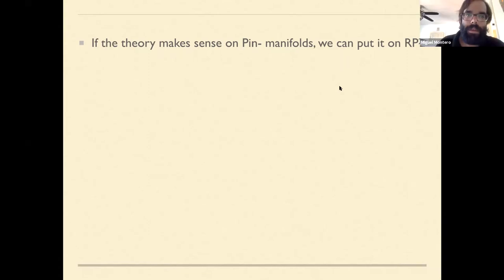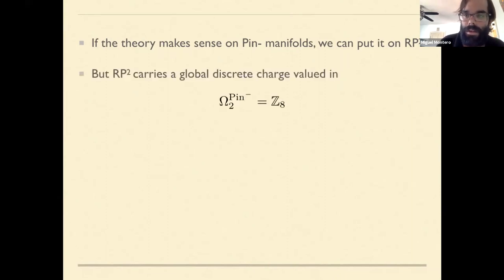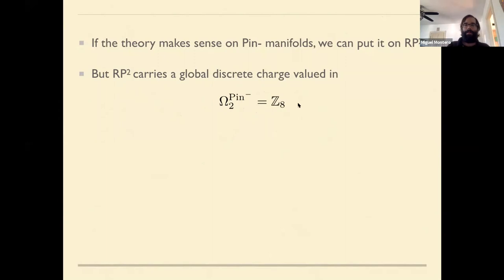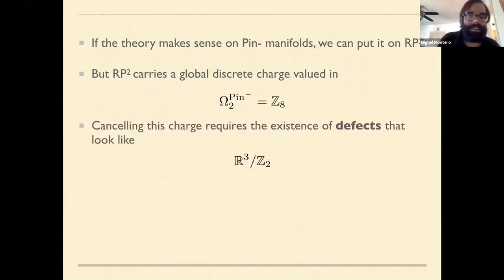But yeah. Okay, so if the theory makes sense on pin minus manifolds, then we can put it on a particular non-orientable manifold, which is RP2, the real projective plane. Now, RP2 is related to one of the bordism groups that I was describing before. In fact, it's the generator of omega 2 pin minus, which is a Z8, okay? So the cobordism conjecture tells you that you need to introduce some defects so that these cobordism classes are killed. And because RP2 is a two-dimensional manifold, the cobordism that kills it must have one dimension more. So that means that locally, the cobordism conjecture requires the existence of defects that look like R3 over Z2.